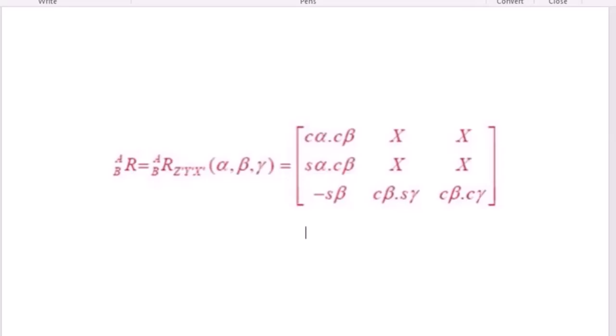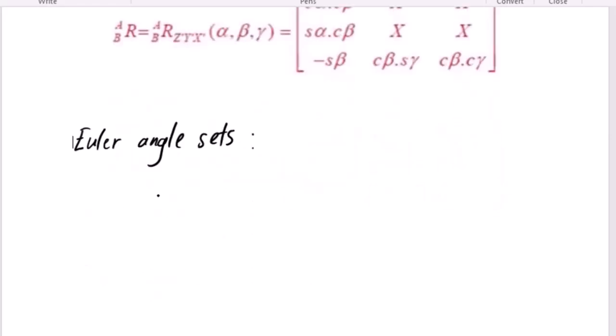There are several sets on that. How many sets can you count? We have one set already. That is Euler angle sets. We have already started with Z, Y, X. What can be another possible set we can make? Tell me. Z prime, Y prime, X prime.